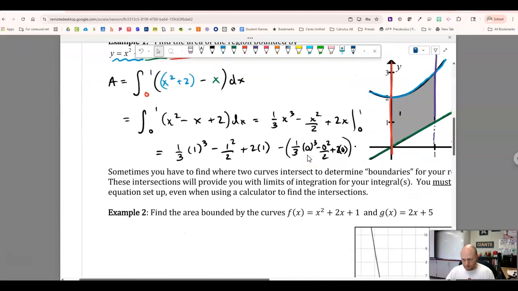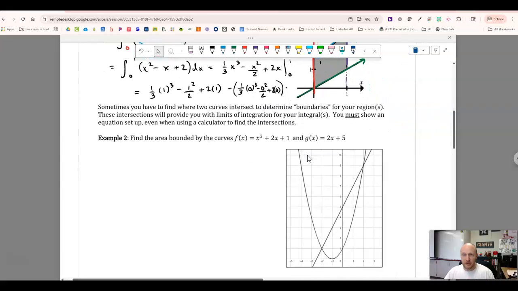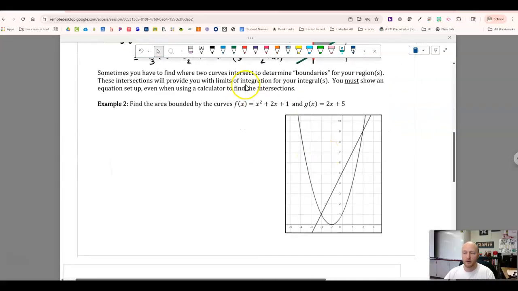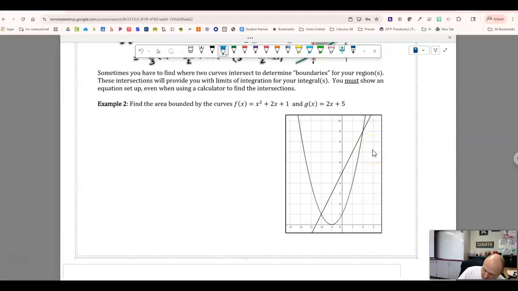There is our area. All right, sometimes you're going to have to find where two curves intersect to determine boundaries for your regions. These intersections will provide you with the limits of integration for your integrals. You must show the equation setup, even when using a calculator to find the intersection. So this is very important here. And on this one, it looks like we can go ahead and identify them. What's important is that we show the setup, and we'll do that here.